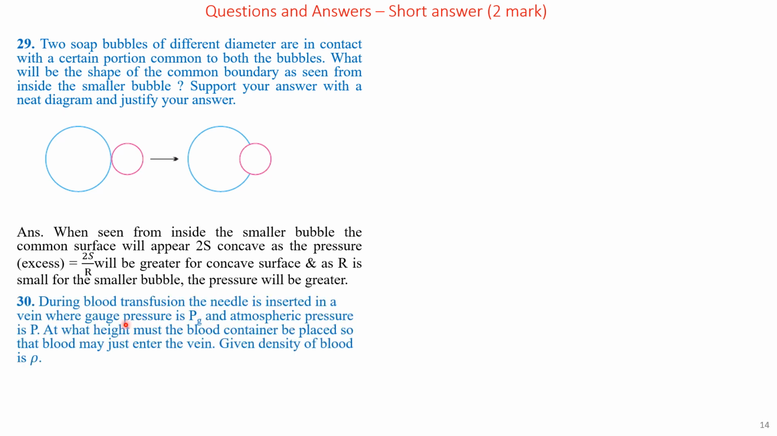Next question. During a blood transfusion, the needle is inserted in a vein where the gauge pressure is Pg. P suffix G is the gauge pressure and the atmospheric pressure is P. At what height must the blood container be placed so that the blood may just enter the vein? Given the density of blood is rho. Therefore, Pg is equal to rho GH. That is, H is equal to Pg divided by rho into G.